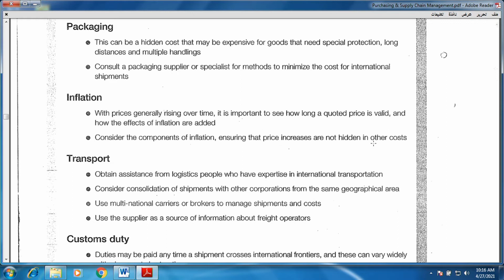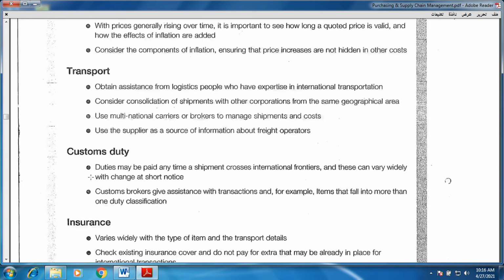This is a hidden cost, an extra cost we pay because of inflation. For example, I purchased something from Egypt that cost me about 20 Egyptian pounds. The upcoming year when I purchased it, it was 25 Egyptian pounds. This extra 5 pounds is due to inflation in the Egyptian economy, for example. Number four, we have the transport.